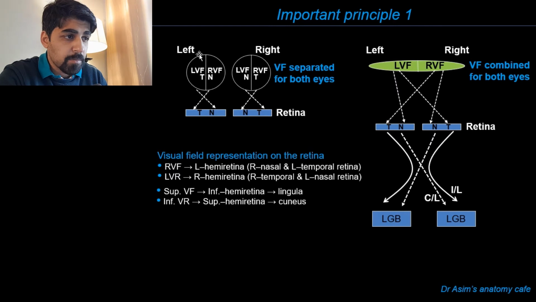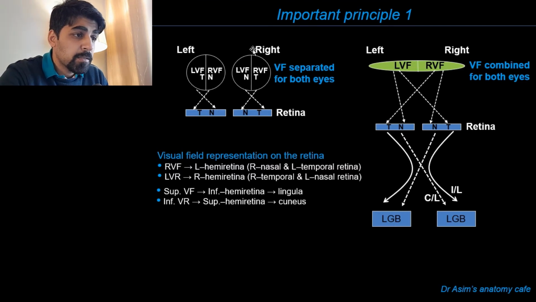Here again, you can see the same principle being explained over here. The only difference is that I've actually split up the visual field into separate visual fields for the right and the left eye, but the same principle is being explained over here as well. The right visual field, you can see, is being projected onto the left retina, on the nasal half of the right retina, and the temporal half of the left retina, and vice versa.